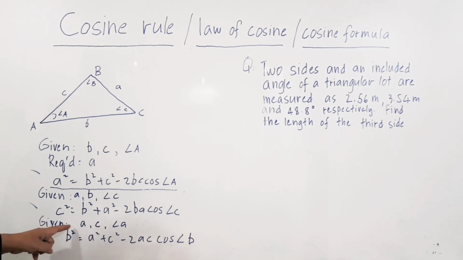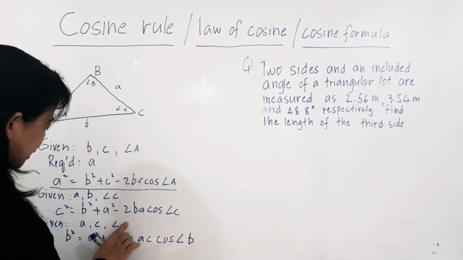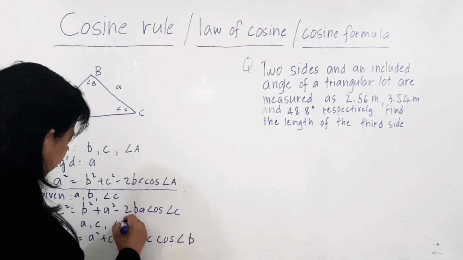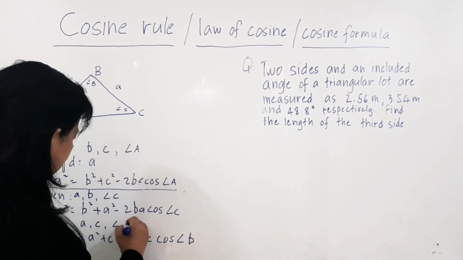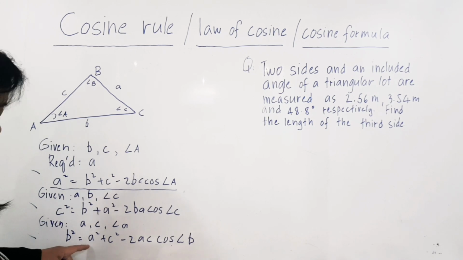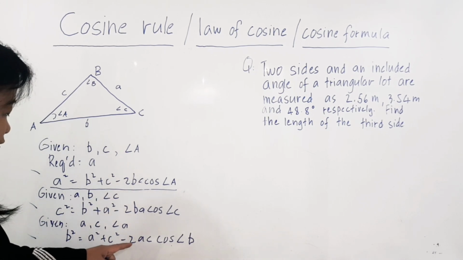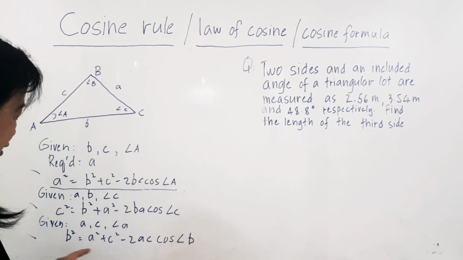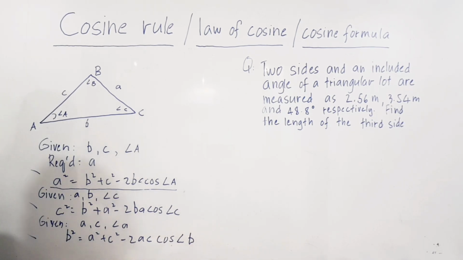Now, the third one, if A and C are given and we're looking for side B, and angle B is given. So if we're looking for side B, B squared is equal to A squared plus C squared minus 2AC cosine of angle B. So these are the three.